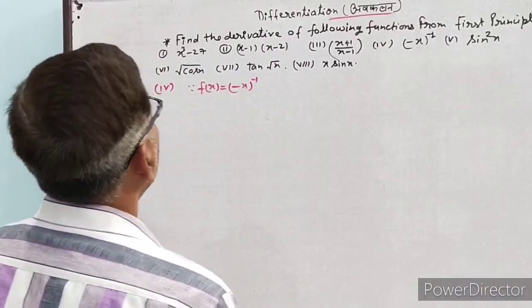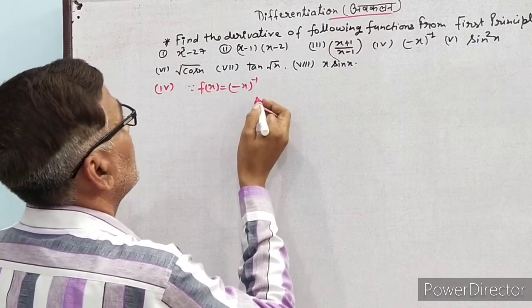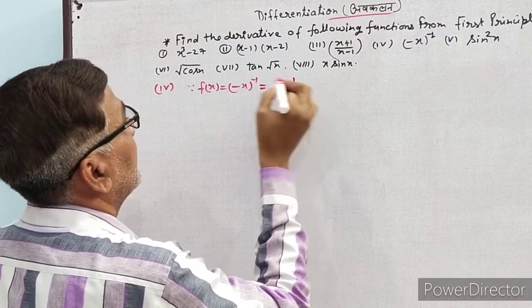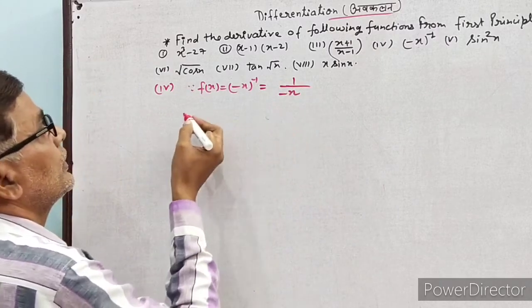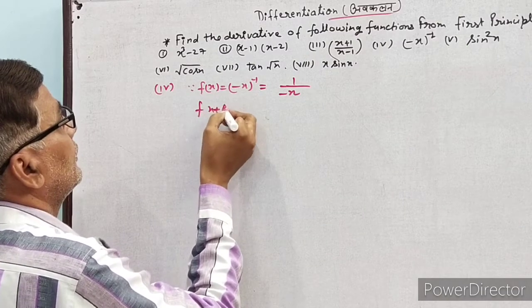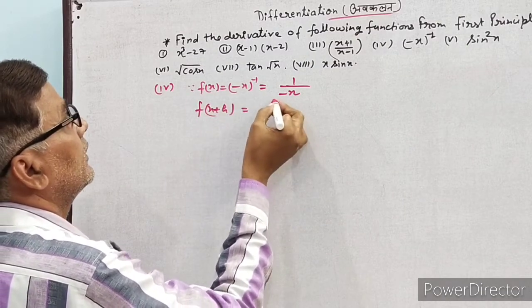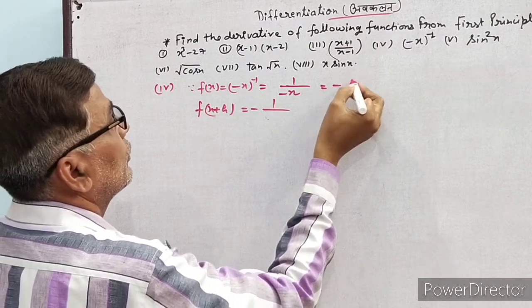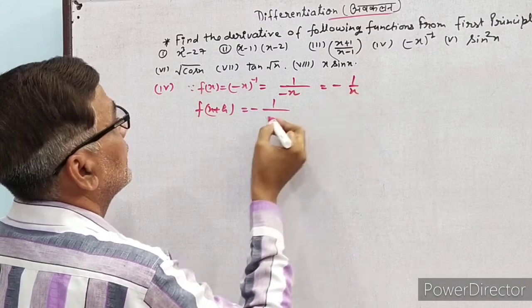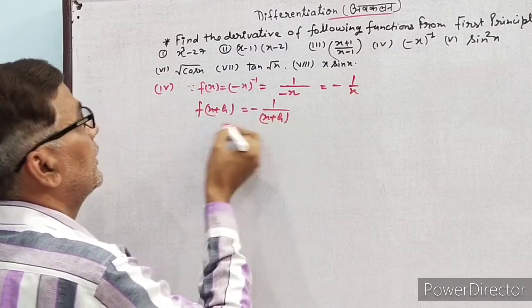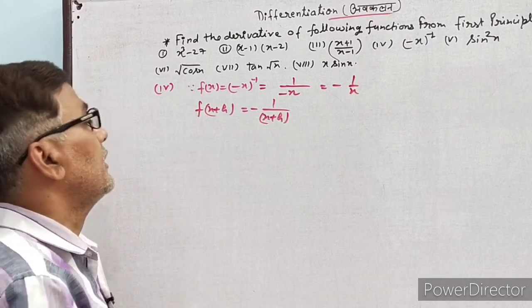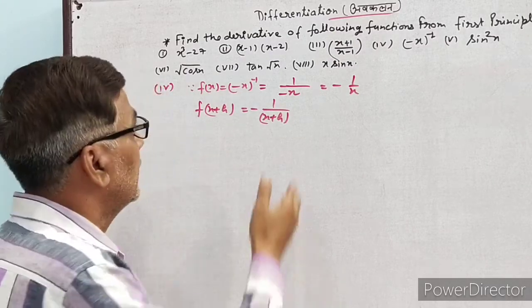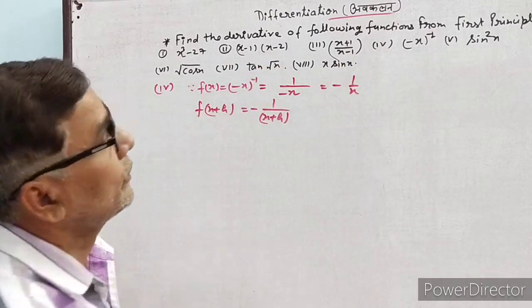The next question is f(x) is equal to (minus x) whole raised to minus 1. We can write this as equal to 1 upon minus x. So it's a very easy question, and now replace x by x plus h. We have minus 1 upon (x plus h). So it is a very easy question and you can very easily solve the problem. So I think that you will try to solve this question and we proceed to the next question.